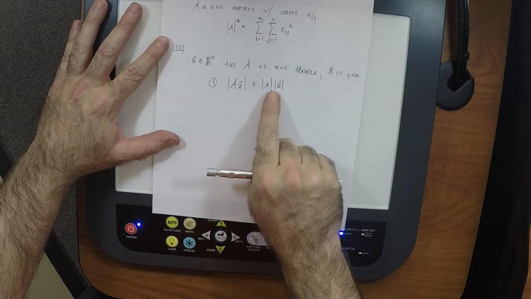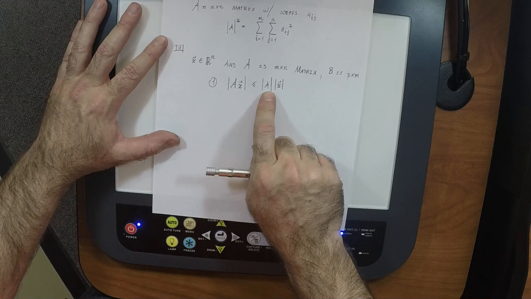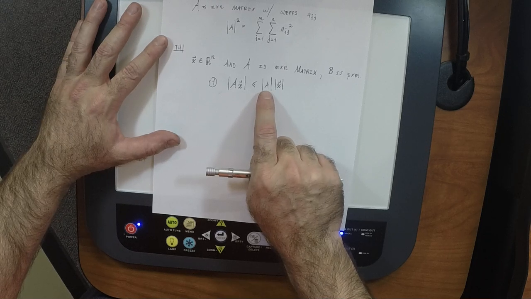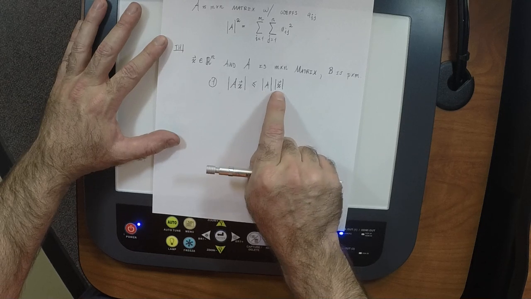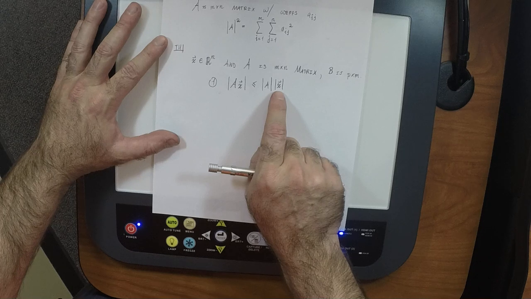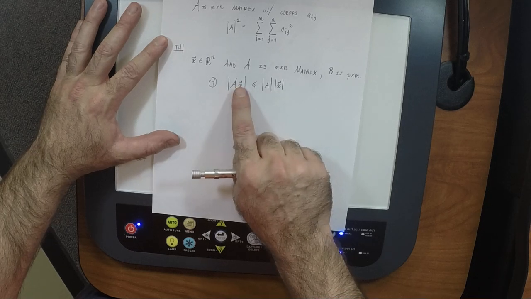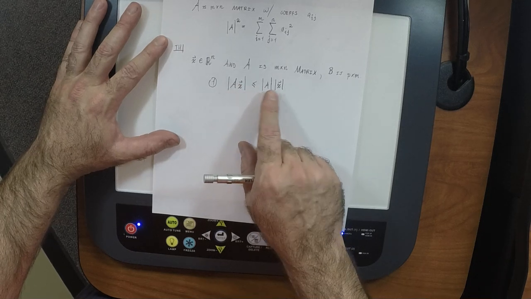Now, these length bars, what kind of length bars are these? These are matrix bars, right? And what kind are these? Vector length, right? So this is vector length less than or equal to matrix length times vector length.